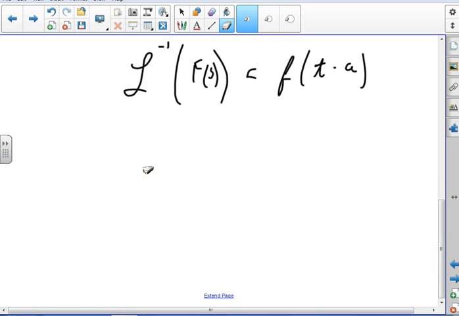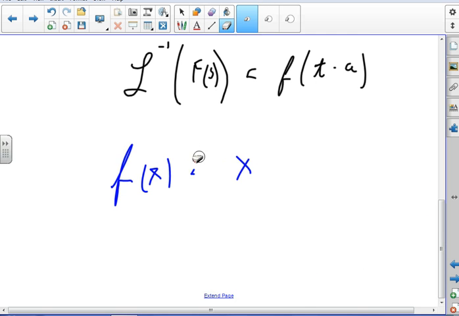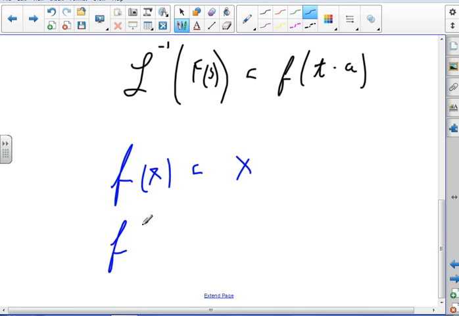So we'll try this again one more time in a different color. f of x is equal to x. What is f of x minus 4? x minus 4, is it not? Three people are shaking their head except the one asking the question.